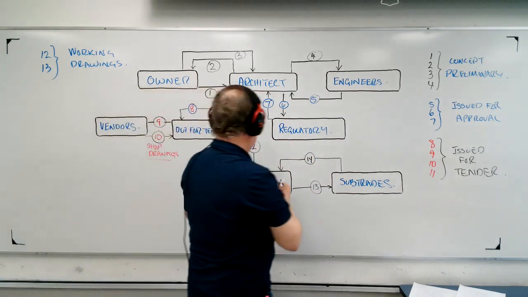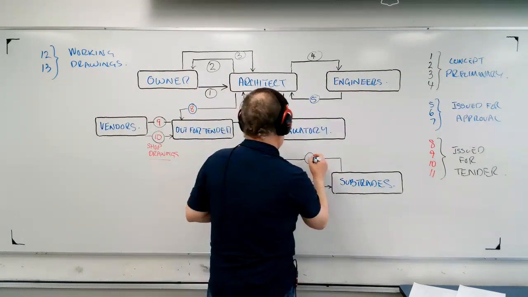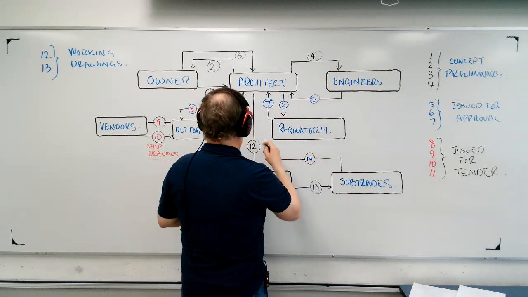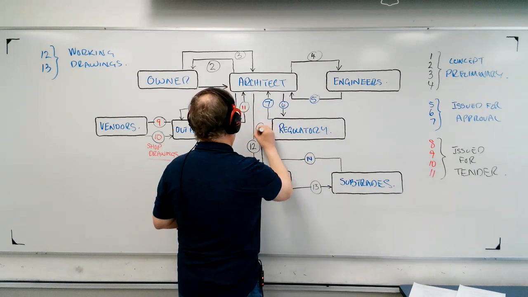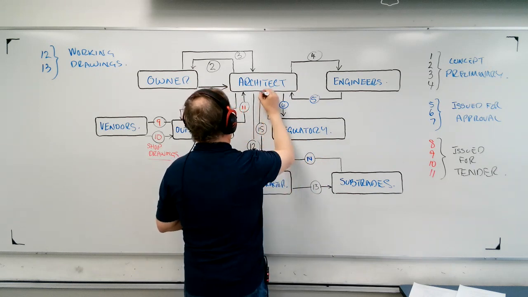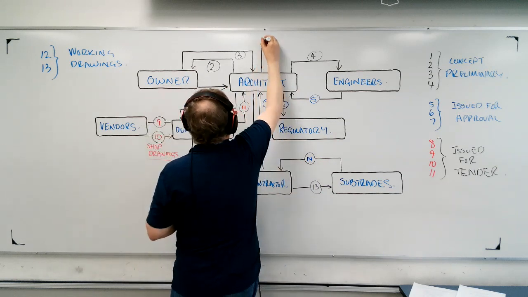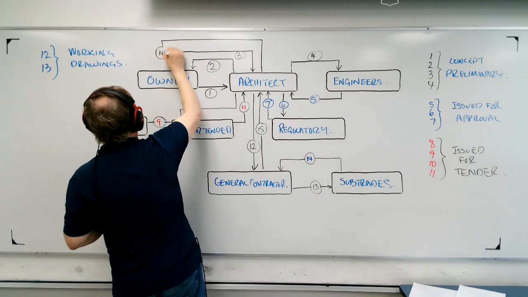And the last steps, and I'll just change the color on this one. I'll make this one blue. So 14, and then this is actually going to be from the general contractor. It's going to go like this. 15, it's going to go back to the architect. And the last step is going to be right here. And this is going to be 16.